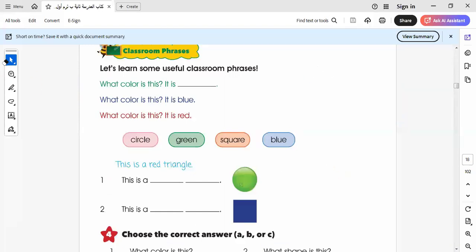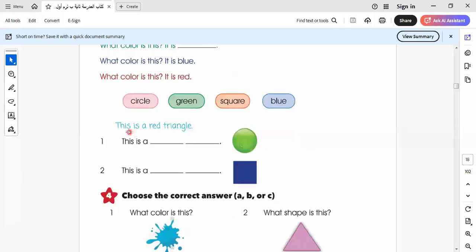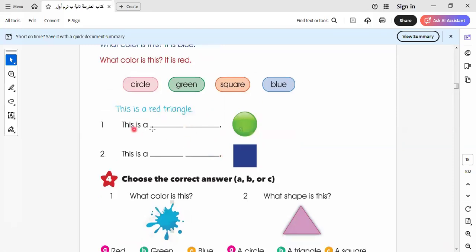Okay. Let's go to another item in this part. Here we have, this is a red triangle. This is a red triangle. This is a purple circle. This is the circle. This is a green circle. So here I say, this is a green circle.